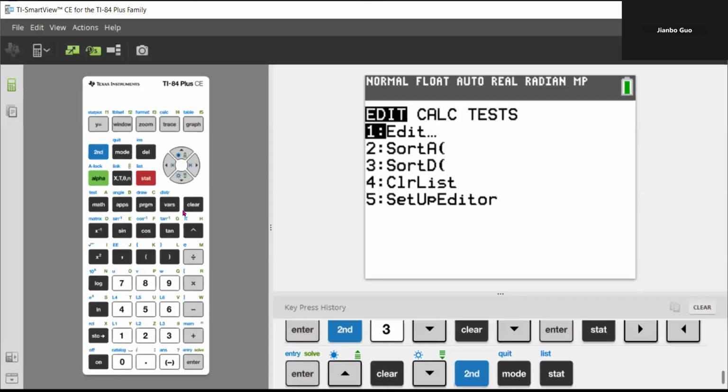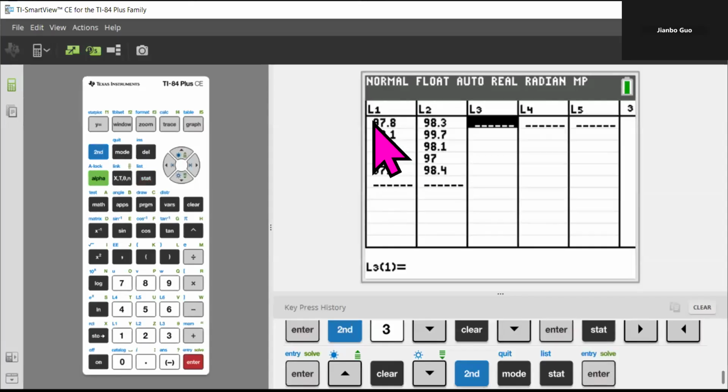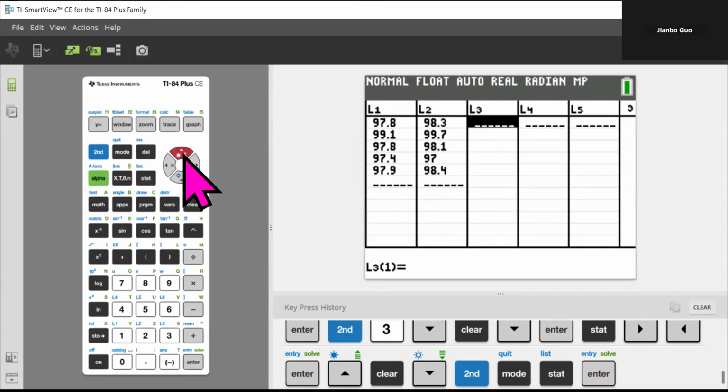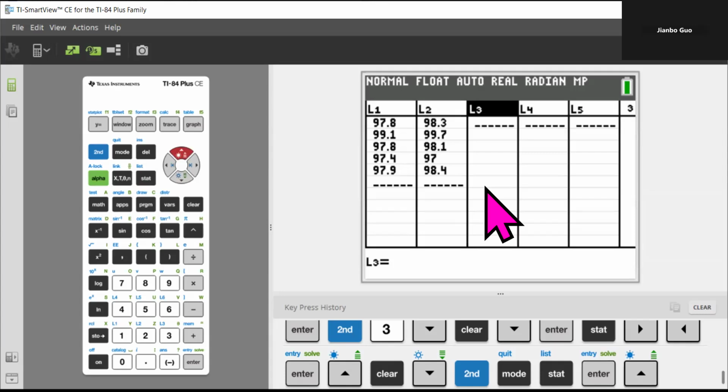We go to stat, edit. I already have list 1 and list 2 ready. In list 1, we have the first sample. Remember the 5 values, 97.8 and so on until 97.9. And in the second list, we have the second sample. So we want to have the difference between each paired data values in the two samples, right? So I'm going to show you how to find the sample D, D1, D2, D3, D4, D5 using the TI-84 calculator.